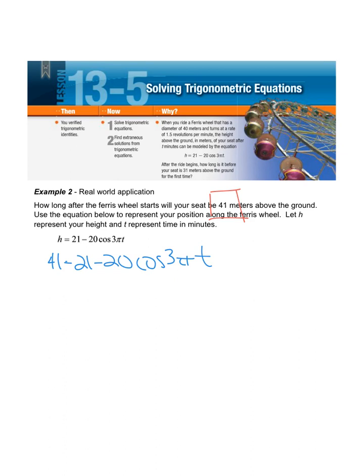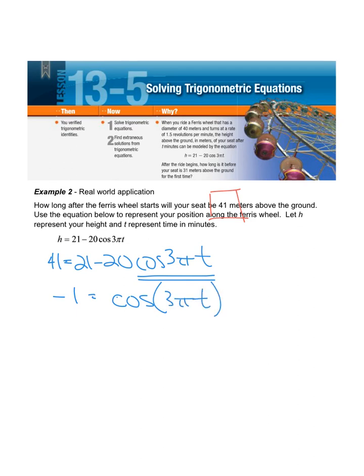Whenever we're solving trig equations, again, the goal is to isolate my trig function. So I'm going to subtract 21 and divide by negative 20. 41 minus 21 is 20. 20 divided by negative 20 is negative 1. So we wind up with negative 1 equals cosine of 3 pi t.